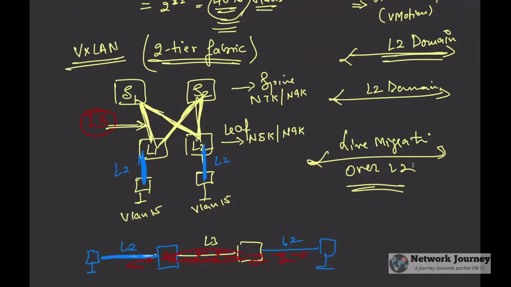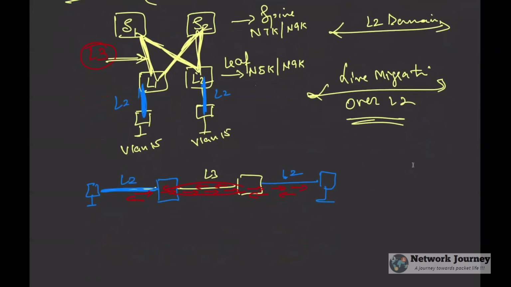So now logically, this is equivalent to the end host thinking it is directly connected to the other host over L2. This is the logical equivalent. The tunnel that we are creating over the L3 infrastructure is known as a VXLAN tunnel.